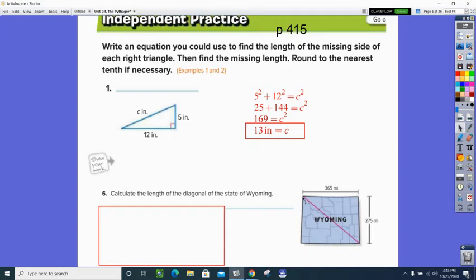It's the state of Wyoming. So you're going to find crossing diagonally across Wyoming what this distance is. So they gave you the 365, they gave you the 275. And again, we're going to assume that this is a right angle. This is a right triangle, okay? Pause the video and see if you can find that diagonal. Okay, let's see how you did.